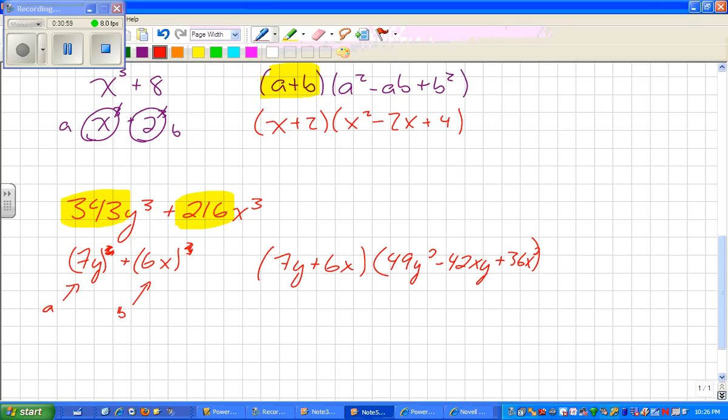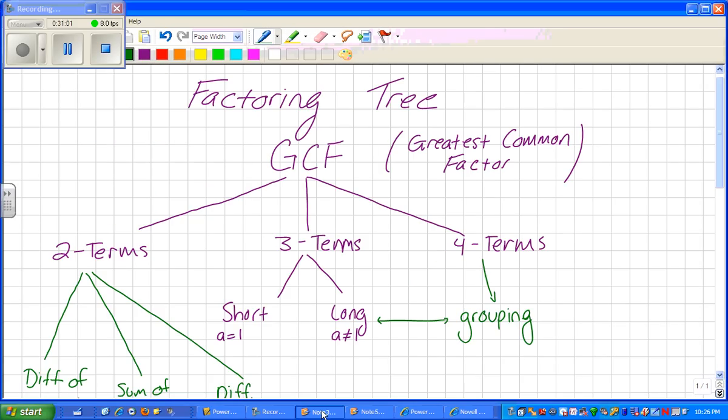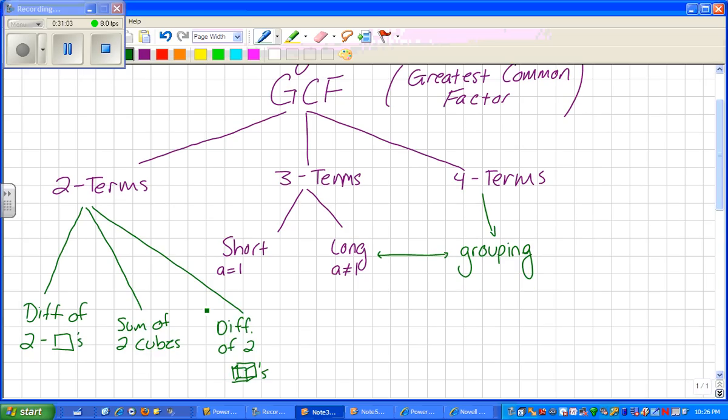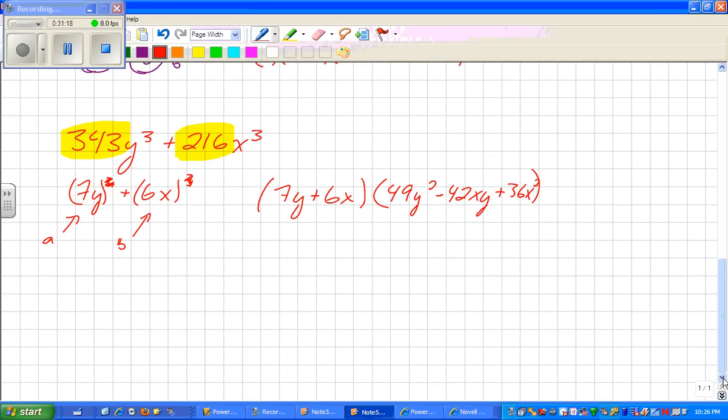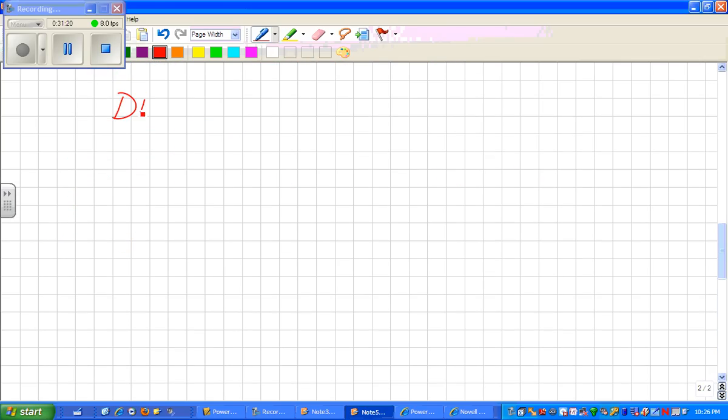Okay, so we've got one more type of factoring to go through, and that is the difference of two cubes. The only difference, get it, between sum and difference, well, sum means addition and difference means subtraction. So, for the difference of two cubes, we need another formula.